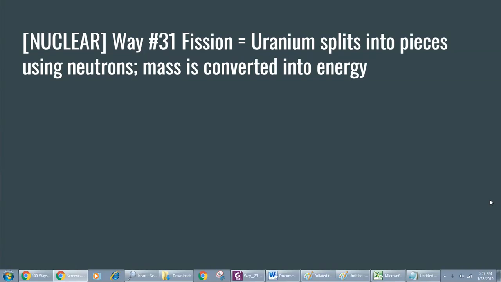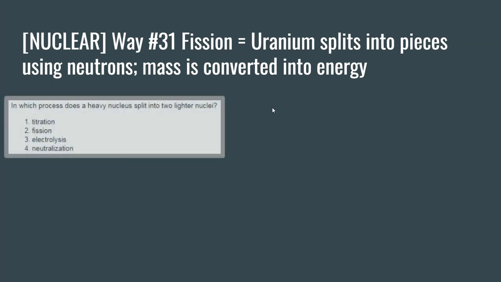Way 31 deals with fission, and fission involves the splitting of a large unstable uranium atom into pieces using bombardment with neutrons. In this case, mass is still being converted into energy, but here we're using some external particle to split up the unstable atom. The way you're going to remember fission is think of the word split. Both fission and the word split have an I in it, and that shows that an atom is being split into two smaller pieces. Let's try some problems.